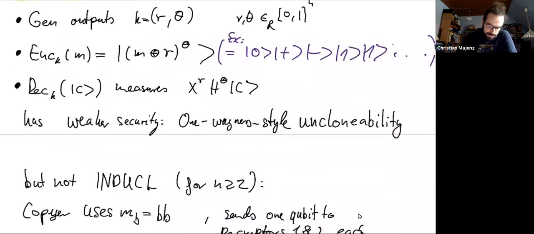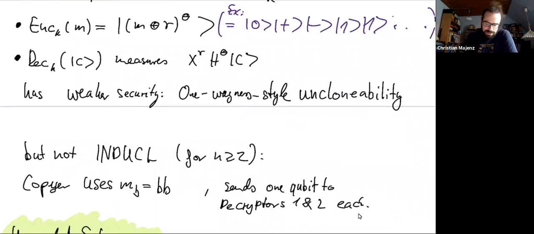The reason is that you can see this is a product of encryptions of the bits. That's not so good in terms of unclonability, because for, say, n equals 2, so the message length equals 2, if the copier uses messages 11 and 00, asks for an encryption of that, and then just sends one of the bits of the encryption to each of the two decryptors, then they can win perfectly. And of course, that completely breaks this indistinguishable unclonability.